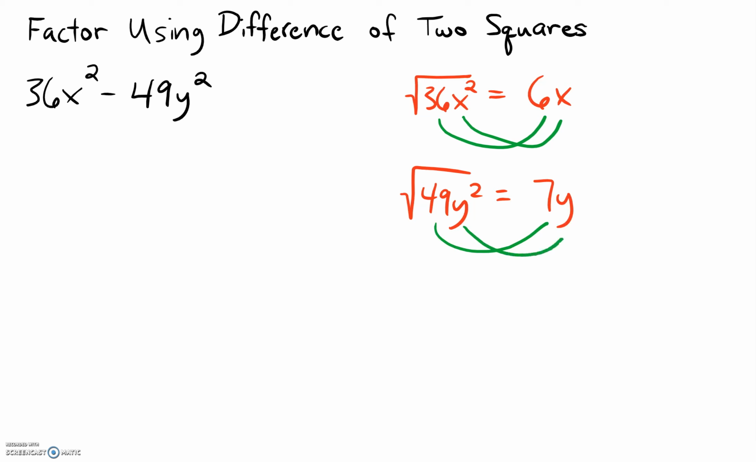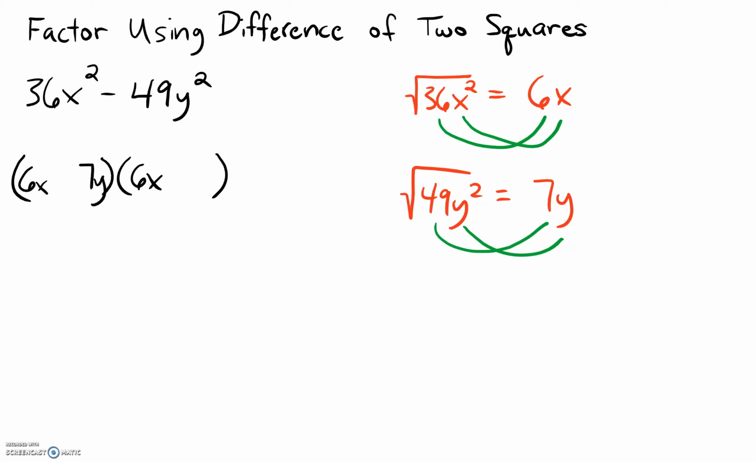So now that we've gone through our mental checklist, we can go ahead and set up the rest of the procedure for factoring using the difference of two squares. So we're going to write our two sets of parentheses, and we're going to take the square root of the first term, which we already found to be 6x, and place that in the first slot for each set of parentheses. And then we take our square root of our second term, which we already found to be 7 multiplied by y, and we're going to put that in the second slot for each set of parentheses.